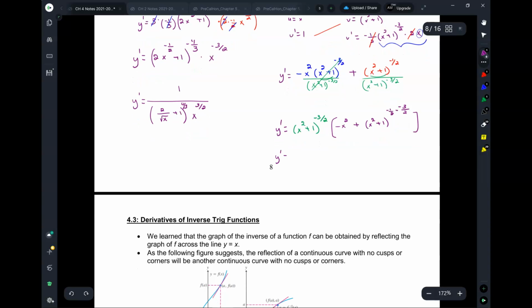So now I have y prime is equal to x squared plus 1 to the negative 3 over 2 times negative x squared. And what's this here? Positive 3 over 2 minus half is 1. So look, these go away. So y prime is just this times 1. So 1 over x squared plus 1 to the 3 over 2. Okay?